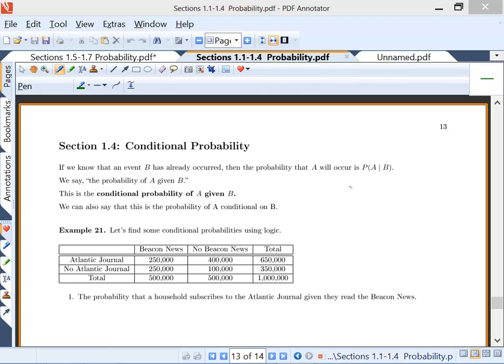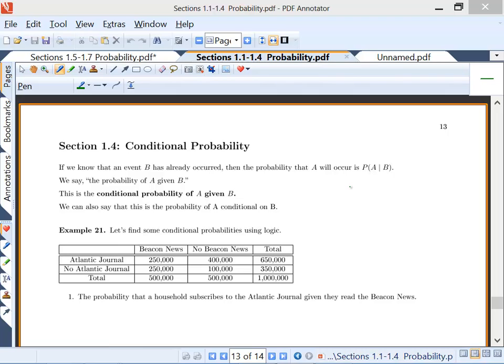So section 1.4 is about conditional probability. And so what happens is we say, well, if we know that event B occurred, does that change the probability of event A? So for example, if I look outside and it's cloudy, would that change your probability that it's going to rain? Okay, of course it would. So that's what we call conditional probability. So if we know that B happened, does that affect event A?